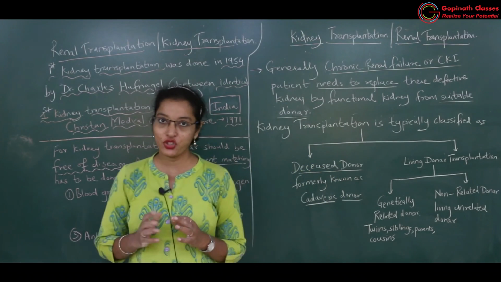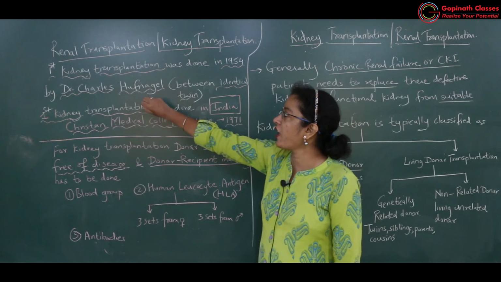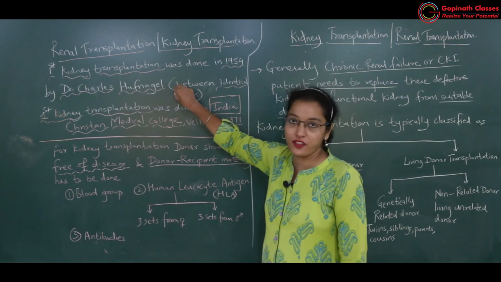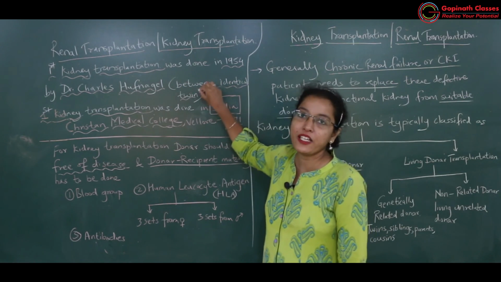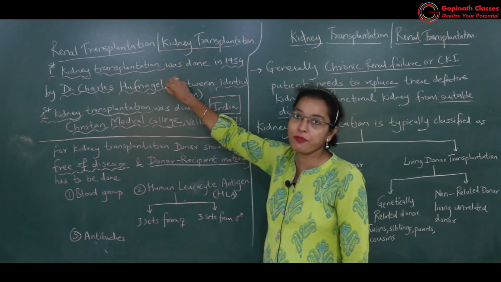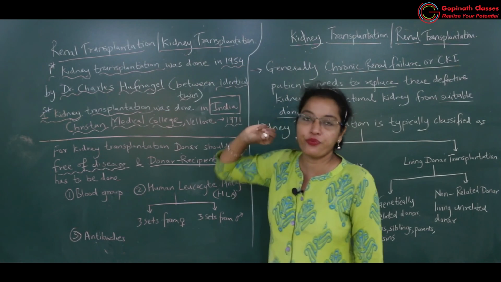Who did the first transplantation in the world? Dr. Charles Hufnagel. Okay, between identical twins. So between identical twins there was transplantation of the kidney done by Dr. Charles Hufnagel in the year 1951.